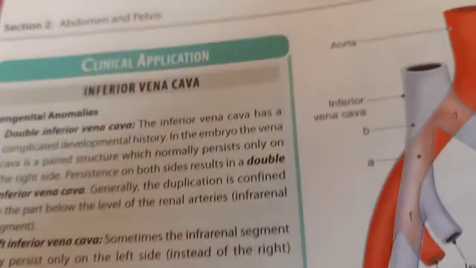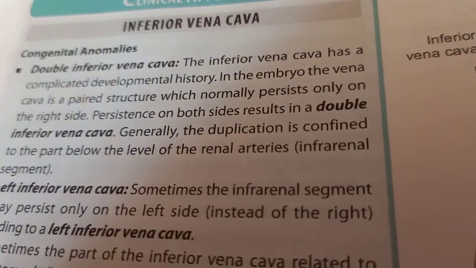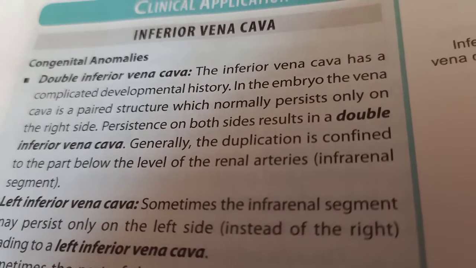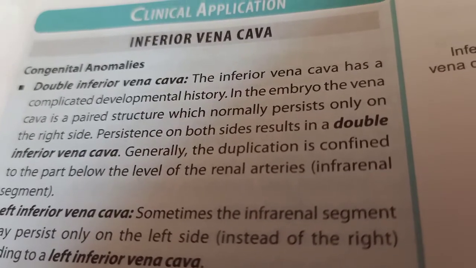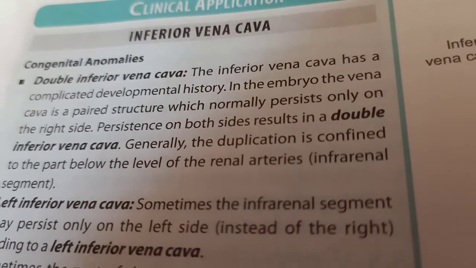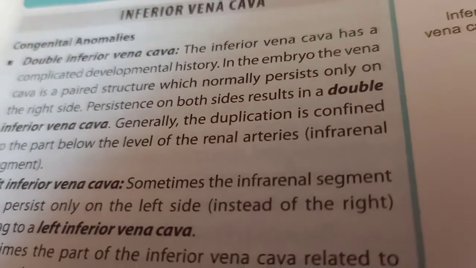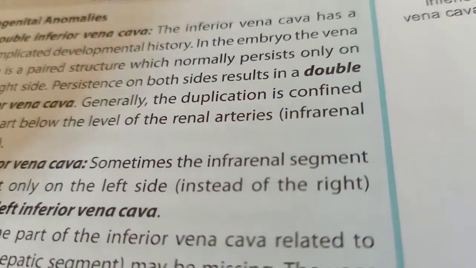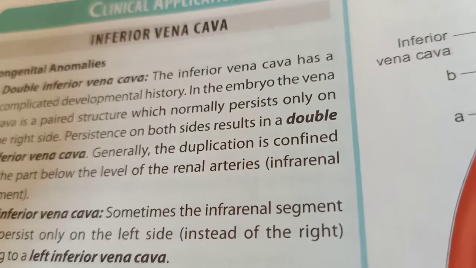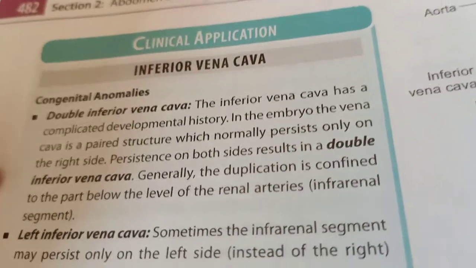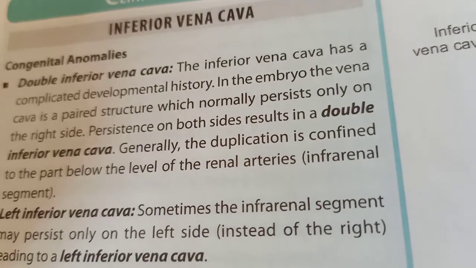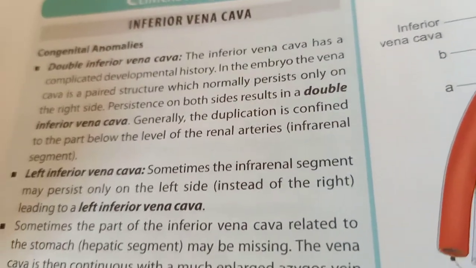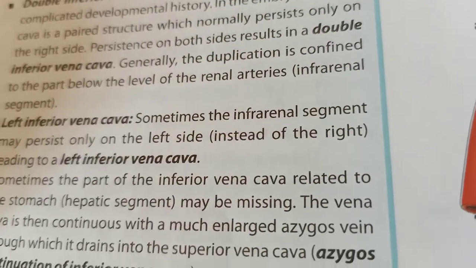What is the clinical application of the IVC? What is the applied anatomy? The first is the double IVC, that is two inferior vena cava, a paired structure. Persistence of IVC on both sides is duplication of IVC. Normally it persists on the right side. If you have a developmental issue, the vena cava in the embryo is a paired structure, so it is on both the right and left sides. That is known as double IVC.